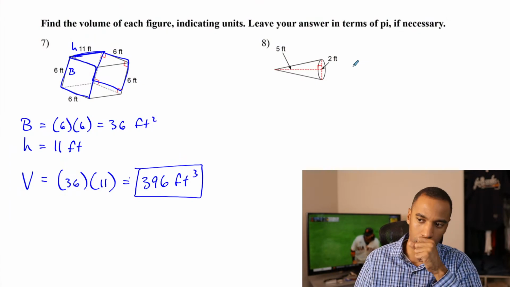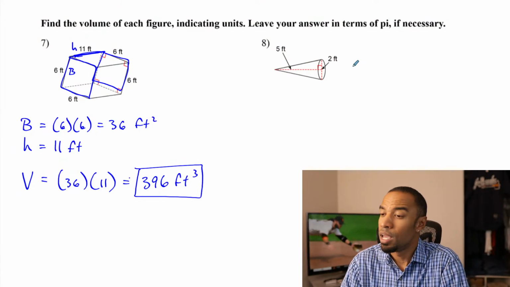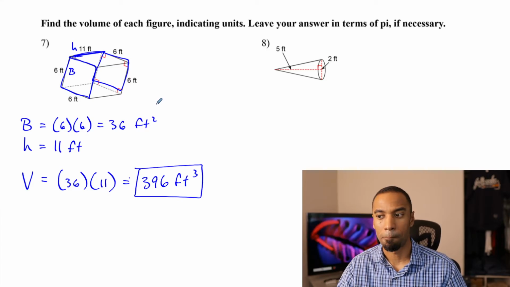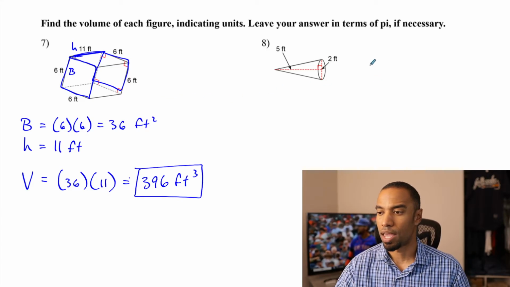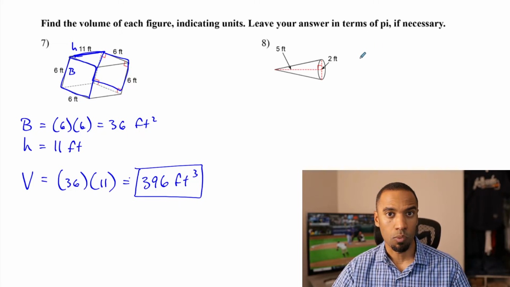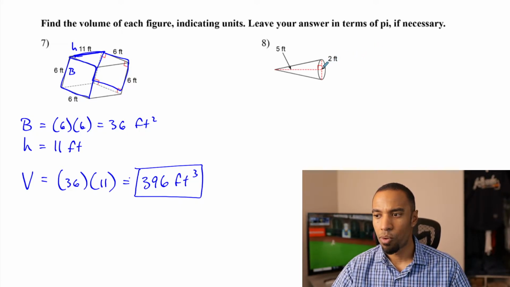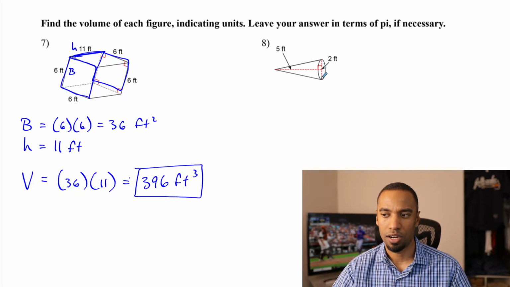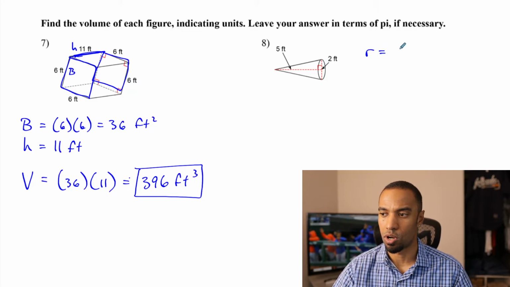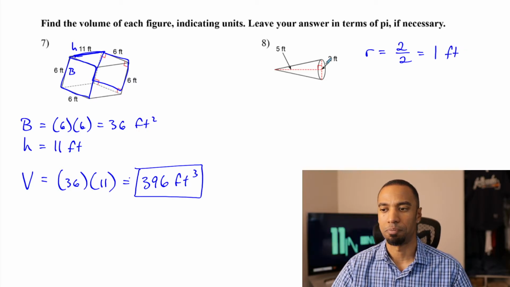Okay, guys. Number 8 is a cone. And in a cone, the volume is 1/3 the area of the base times the height. Now, the base is a circle. So the area of that circle is pi r squared, and that means we need the radius. This 2, as it's pointed in the middle, and it shows a whole dotted line across there, I think we can play under the assumption that 2 is the diameter, not the radius. So the radius is going to be half of 2. 2 divided by 2 is 1. The radius is 1 foot.